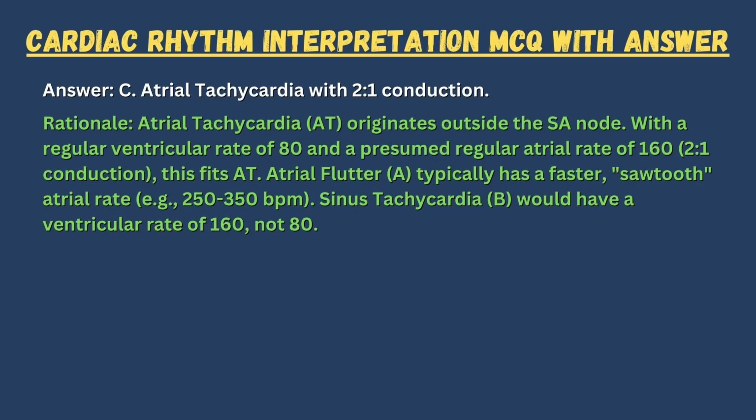Rationale: atrial tachycardia originates outside the SA node, with a regular ventricular rate of 80 and a presumed regular atrial rate of 160, 2:1 conduction. This fits, as atrial flutter, A, typically has a faster, sawtooth atrial rate, for example 250 to 350 beats per minute. Sinus tachycardia, B, would have a ventricular rate of 160, not 80.